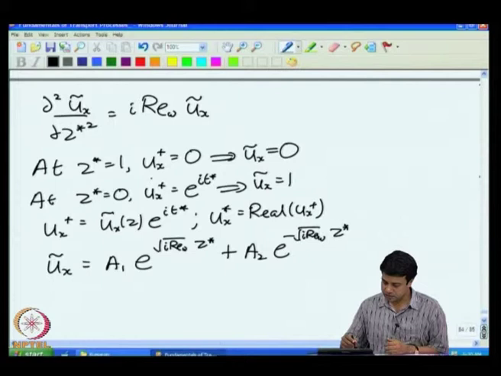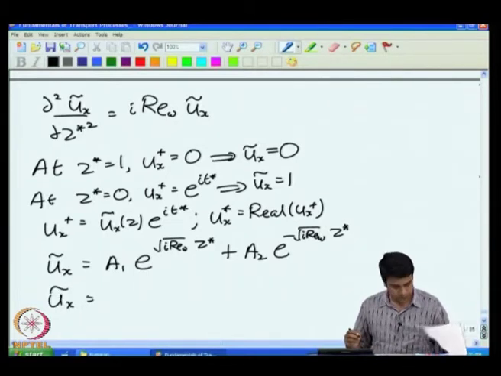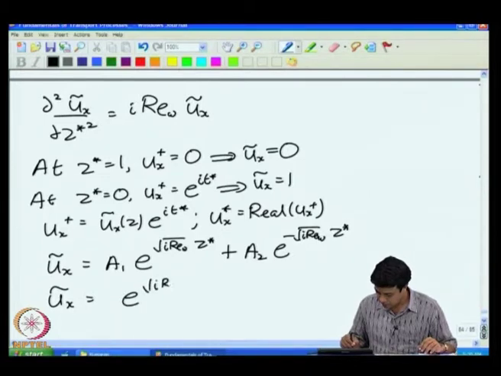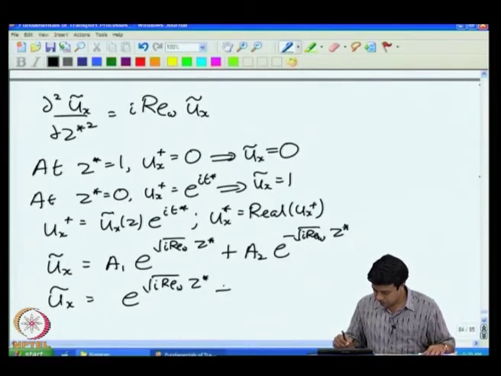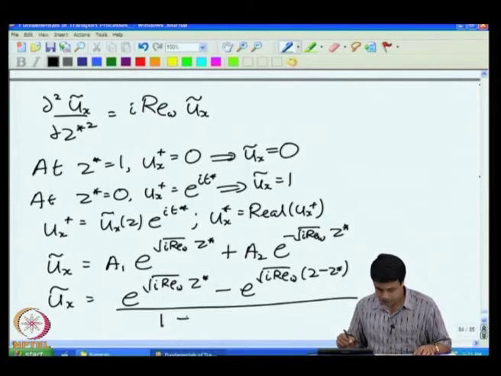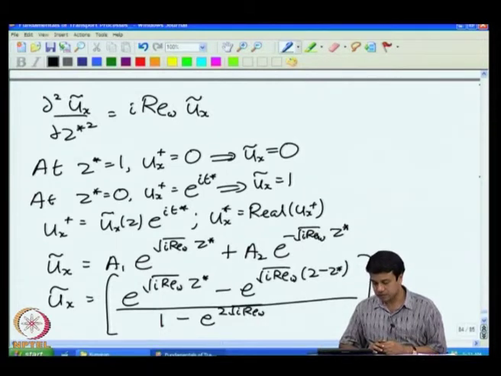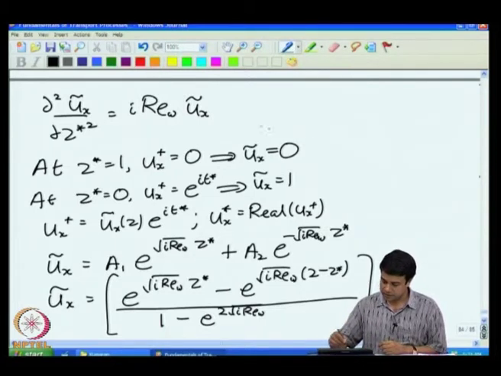And then if I impose the boundary conditions, u x tilde is equal to 0 at z is equal to 1 and u x tilde is 1 at z is equal to 0, I will get the final solution for the velocity field as u x tilde is equal to e power root of i Re omega z star minus e power root of i Re omega into 2 minus z star, divided by 1 minus e power 2 root of i Re omega. So, that is the final solution. You can verify that at z star is equal to 1, this will be identically equal to 0. At z star is equal to 0, this will be identically equal to 1. Therefore, it satisfies both of these boundary conditions.